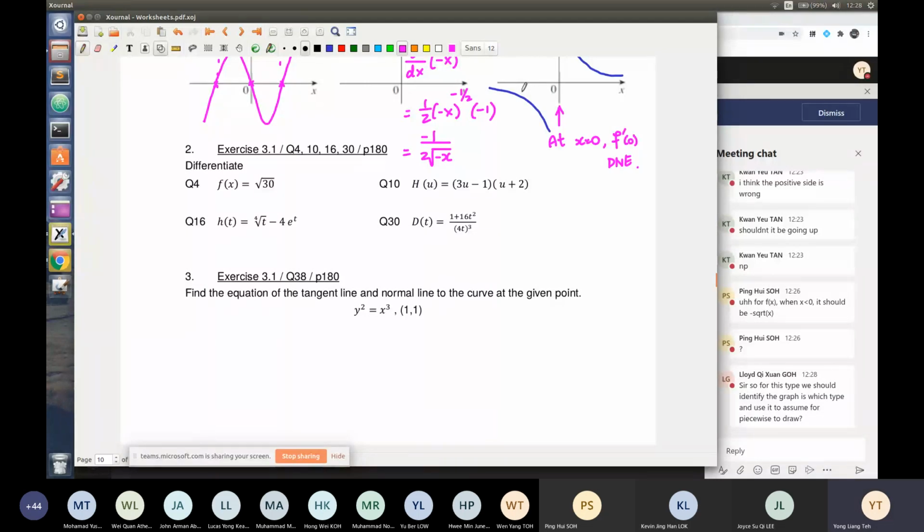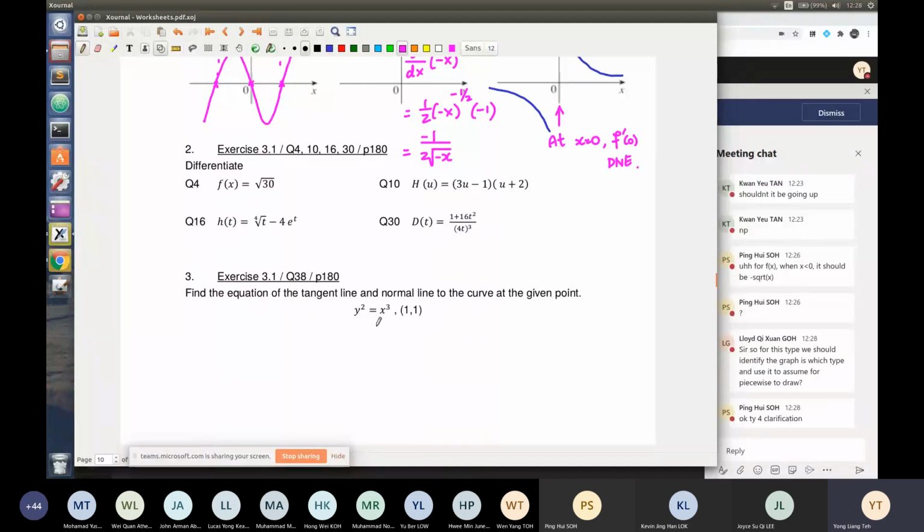So I think these 4 questions are quite straightforward. So I think I just do one, and maybe we can do question 3 together. Okay, because question 3, if you look at, let me see.